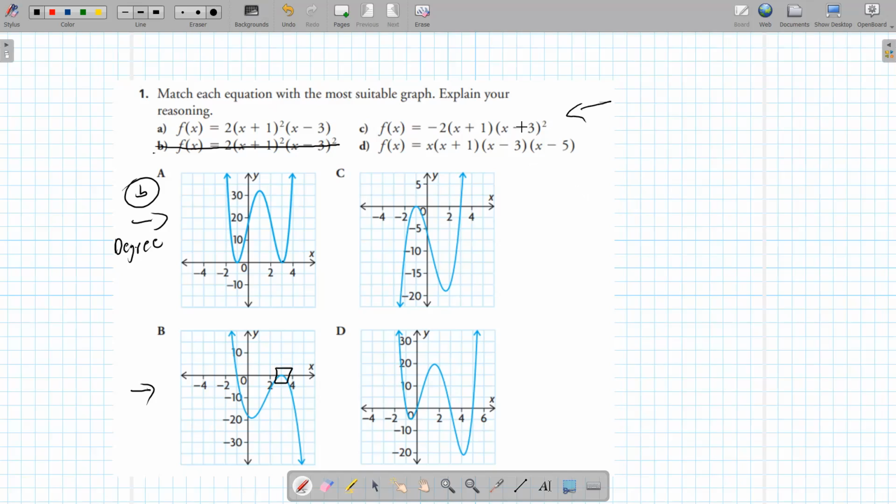Because at 3 there's a double root, which becomes x minus 3 squared, and at negative 1, which becomes x plus 1, it has a single root. The negative 2 in the front also makes sense because it's going down, okay? So graph B is option C.